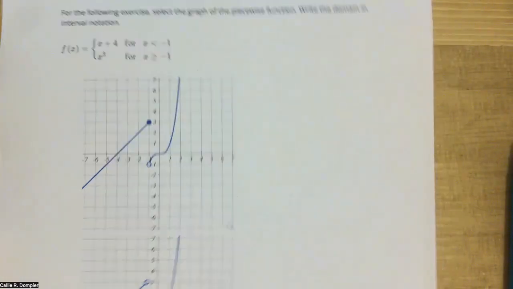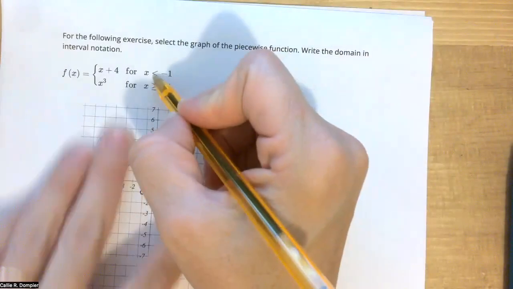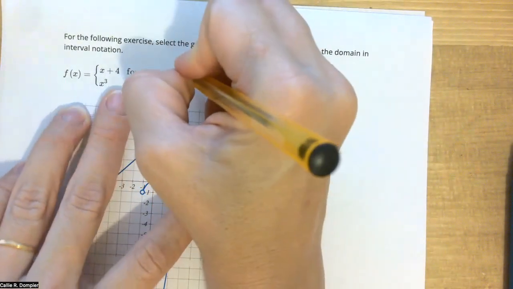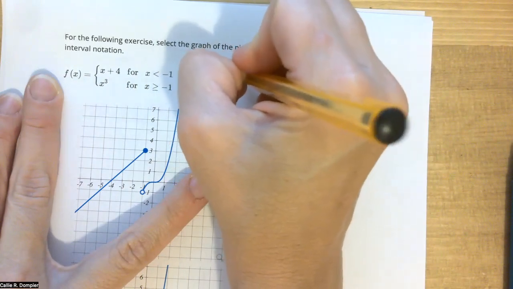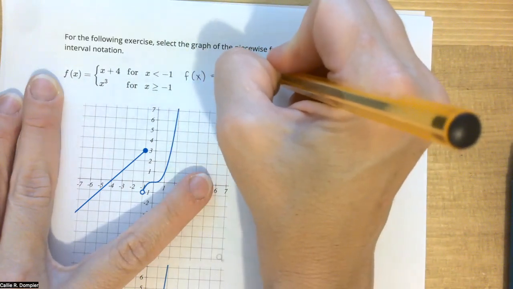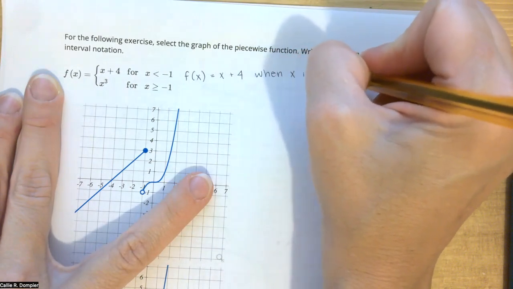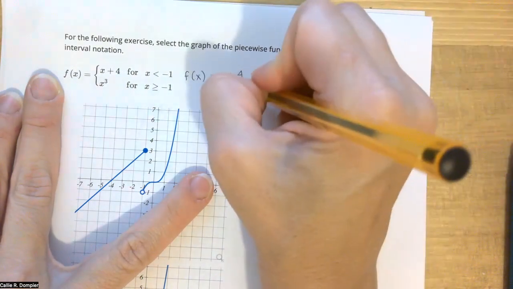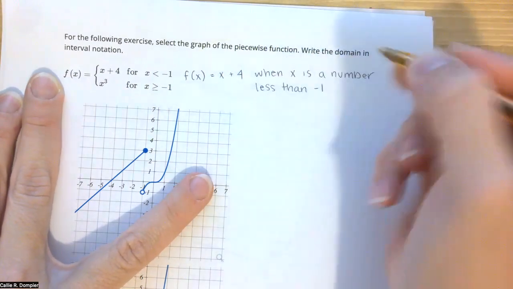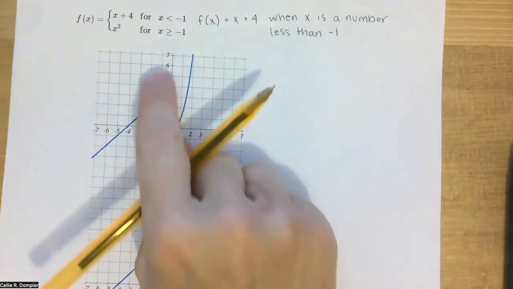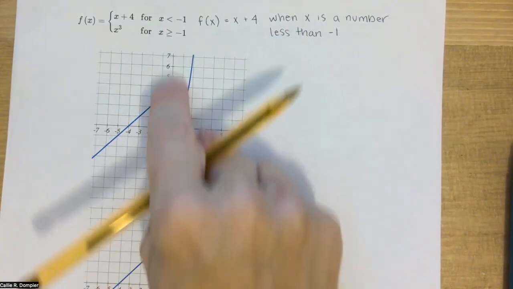All right, next one, same thing. F of x is equal to x plus 4 if x is less than negative 1. F of x equals x plus 4 when x is a number less than negative 1. Okay, so that means we're going to be looking at this line where x equals negative 1, right? That's where it's going to make its change.